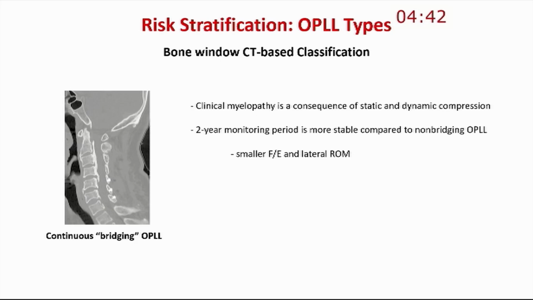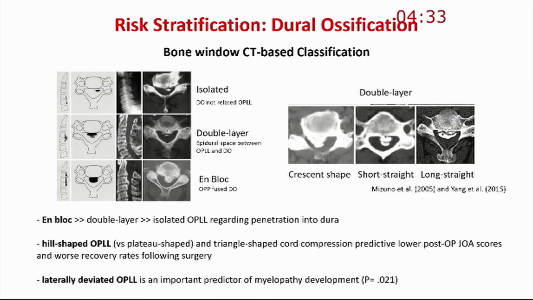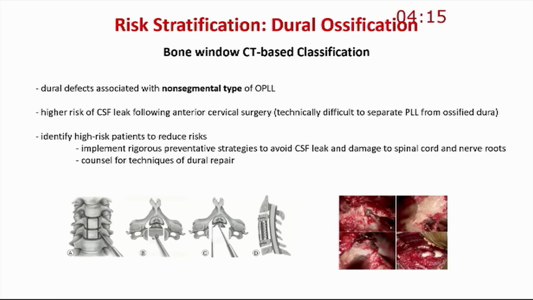For example, if you have a continuous bridging OPLL, this patient seems to be more stable because there is less range of motion, and motion is also a problem in the development of myelopathy. You have different types of classifications. The unblocked type, it seems that OPLL is fused. The hill-shaped OPLL, more compression, laterally deviated OPLL, more chance of myelopathy. And dural defect is associated with non-segmental type of OPLL. So you need to understand those factors to identify high-risk patients, to counsel the patients, and to develop avoidance strategies.